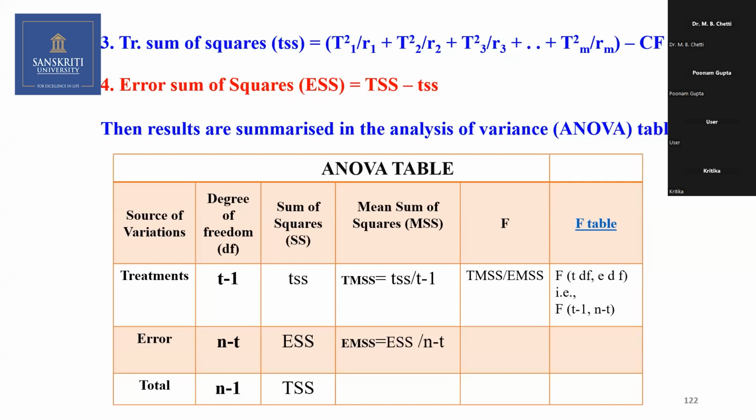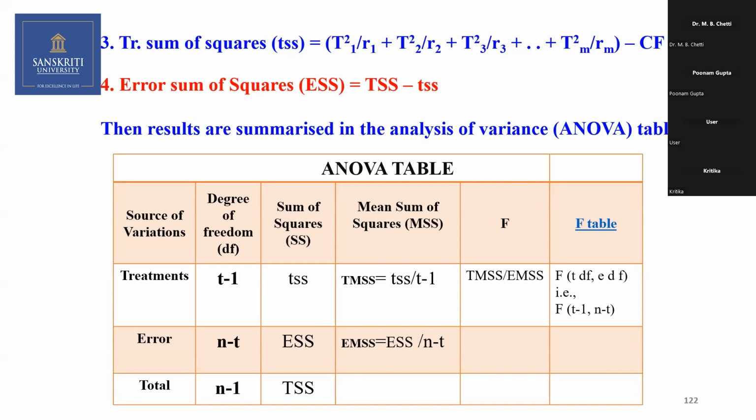Then coming to the degrees of freedom, I told you it is the number of independent variables. Suppose there are n plots, altogether 20 plots we had. So 20 minus 1 will be the degrees of freedom. And we had 5 treatments, so it is 5 minus 1, which is 4, the degrees of freedom for treatment. Then error is n minus t, that is 19 minus 4, that is 15.